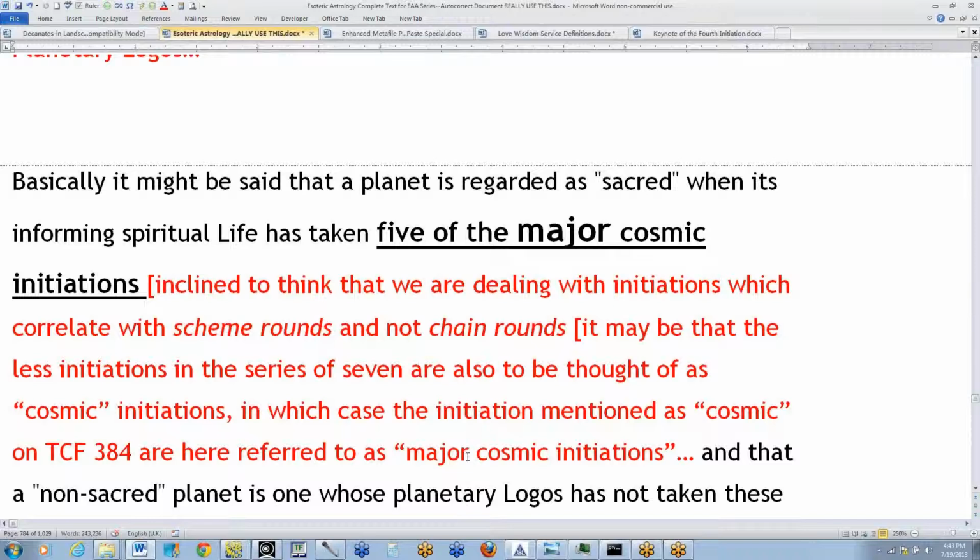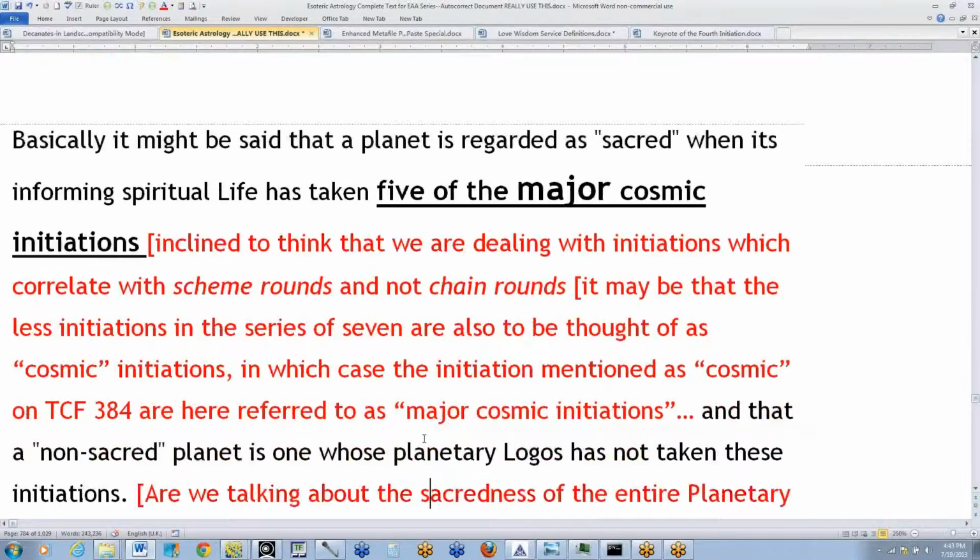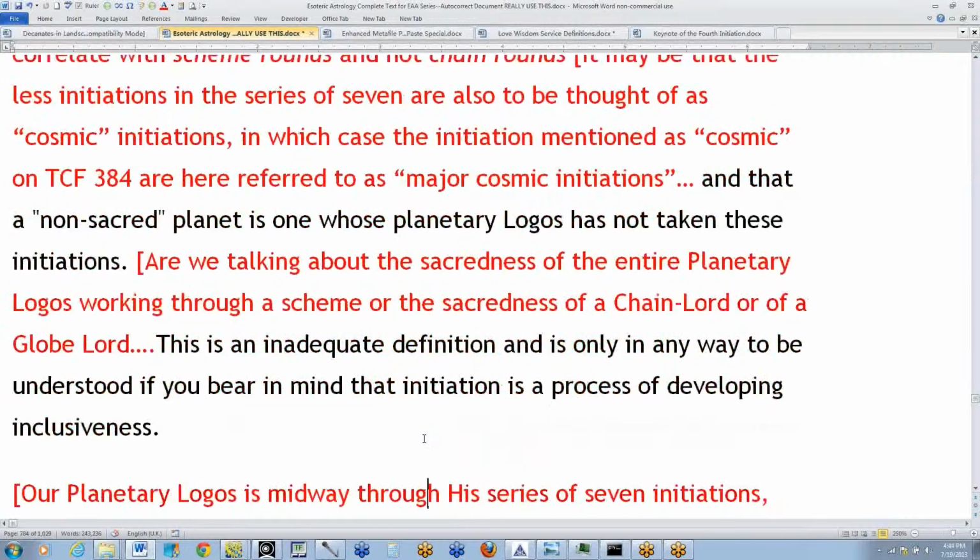Anyway, a long time. We're going to have to wait a long time, one way or another. And a very, very long time if we're dealing with scheme rounds and cosmic initiations that are not the same as the lesser series of initiations. And a non-sacred planet is one whose planetary logos has not taken these initiations. So this is an inadequate definition and is only in any way to be understood if you bear in mind that initiation is the process of developing inclusiveness.